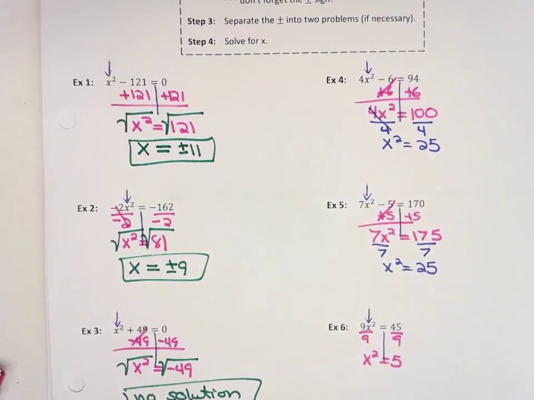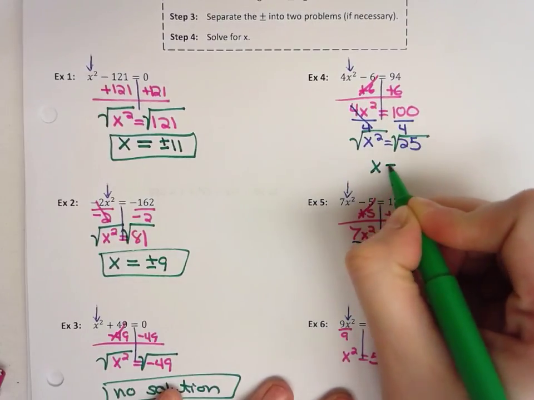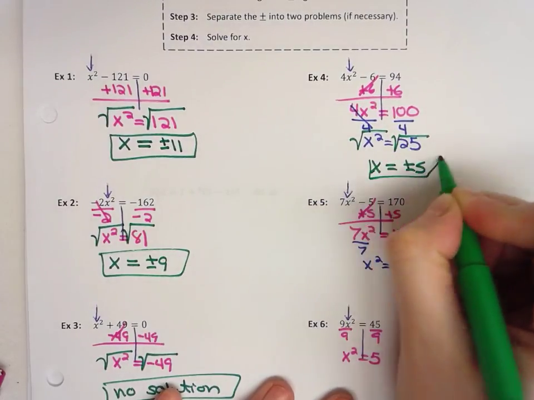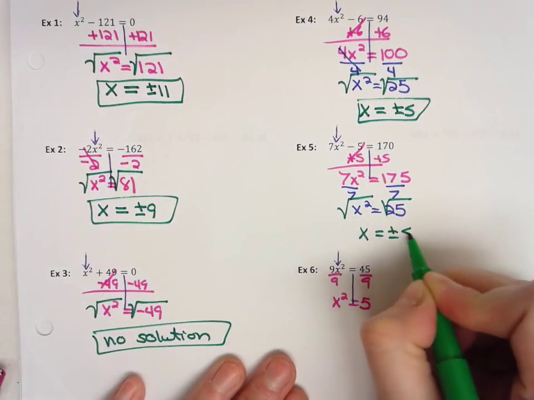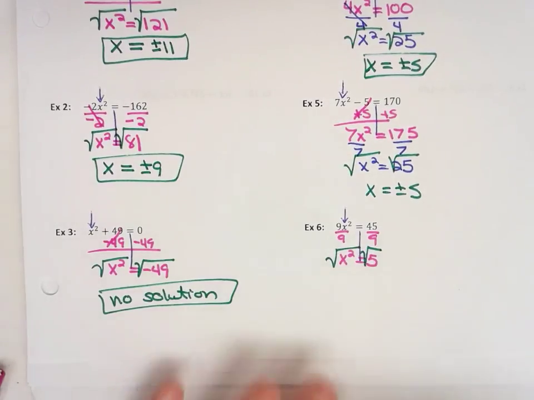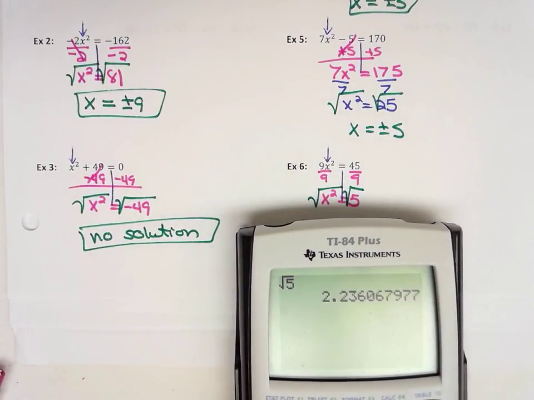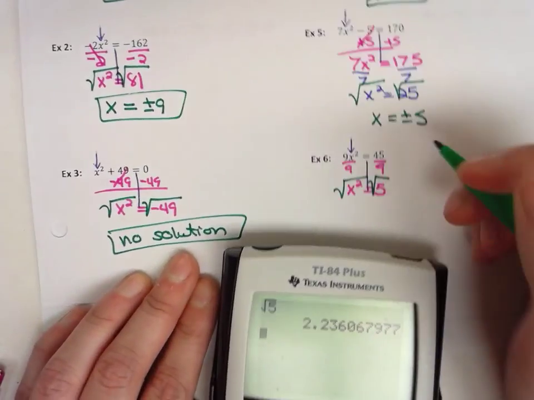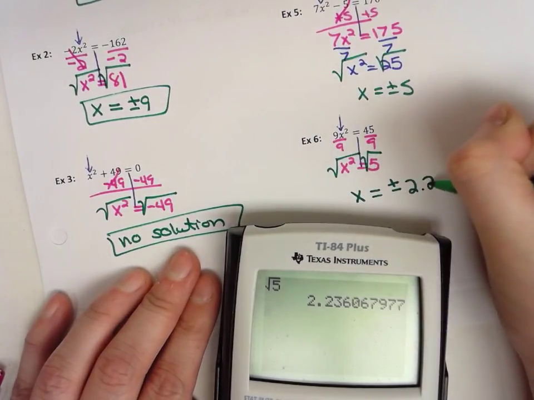All right. So on example number 4, I've got x squared by itself. I take the square root. Now I've got x is equal to plus or minus 5. Same thing here. I take the square root. X equals plus or minus 5. And on the last one, the square root of 5 is not going to be a pretty number. It's going to be a decimal. It does exist because it's not a negative number, but we're just going to have to round to two decimal places. So on this one, x is equal to plus or minus 2.24.